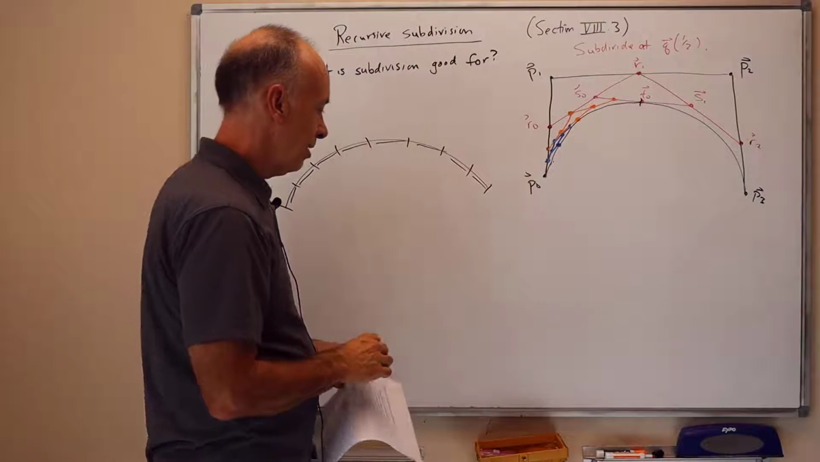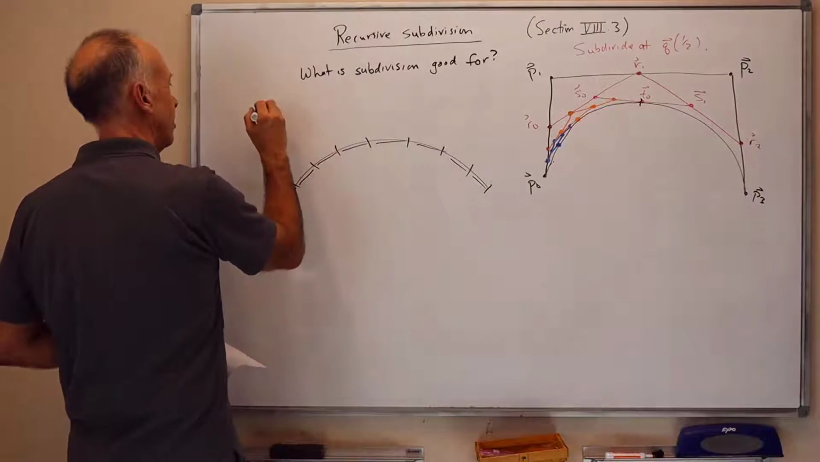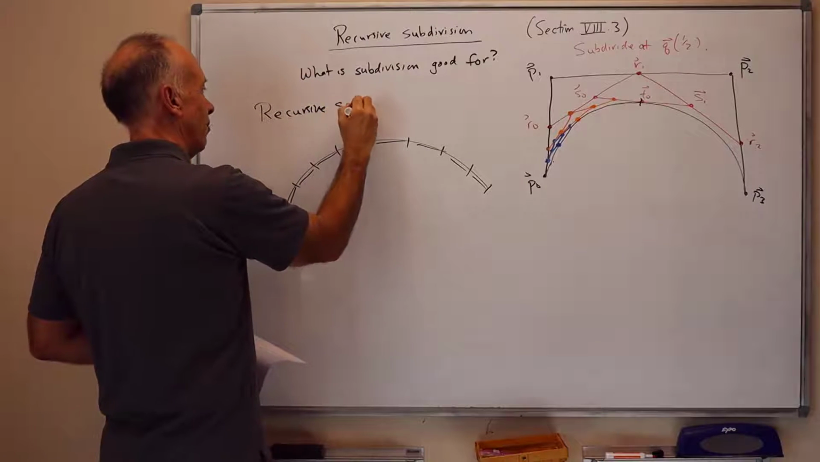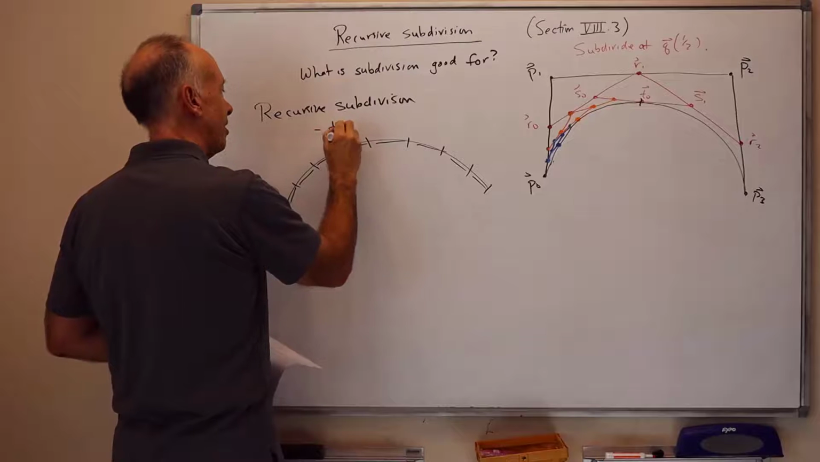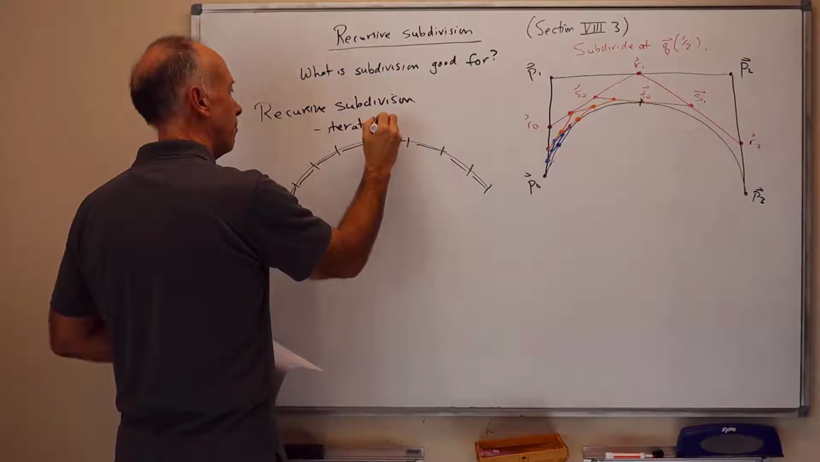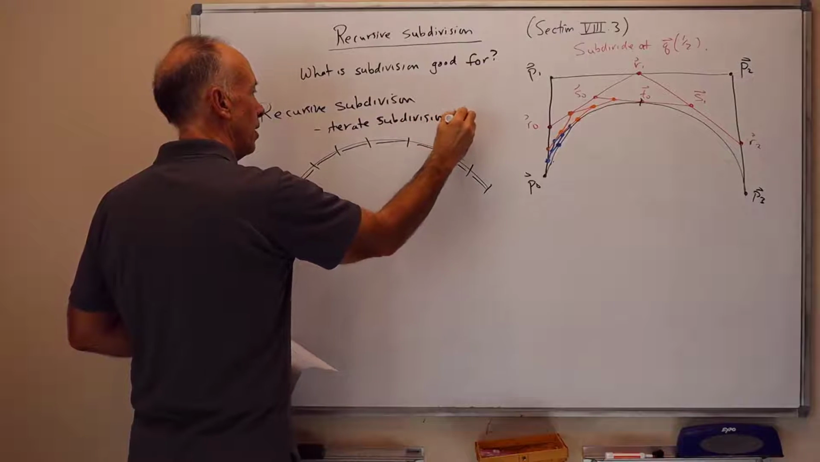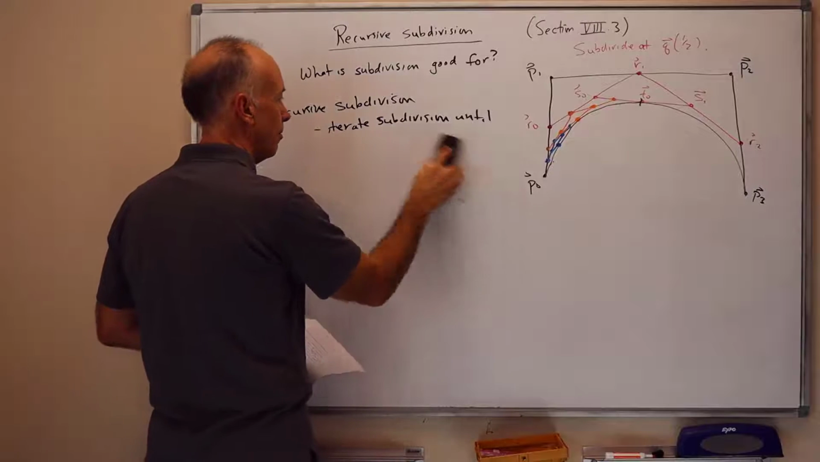So you'll notice we did this recursively, so that what we just illustrated here was recursive subdivision. And the idea is just to iterate subdivision until the curves are sufficiently close to straight.